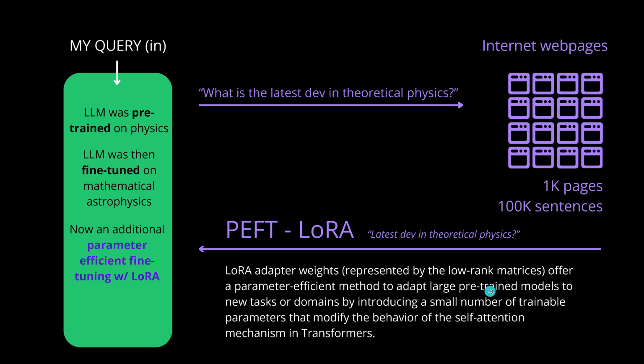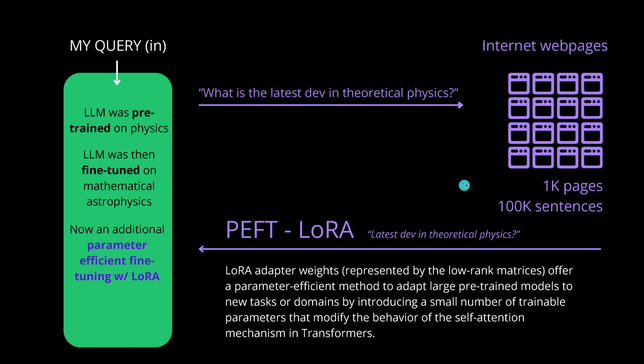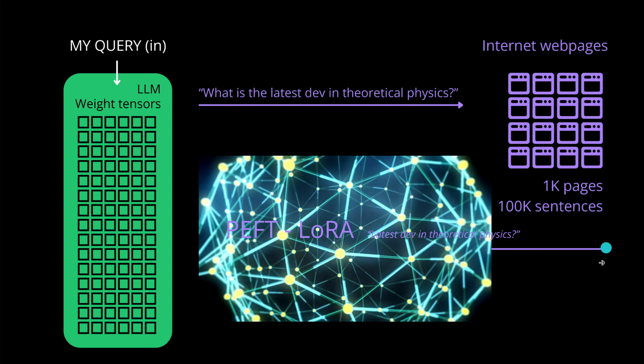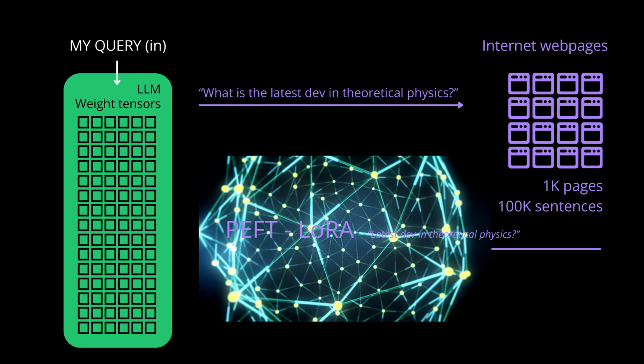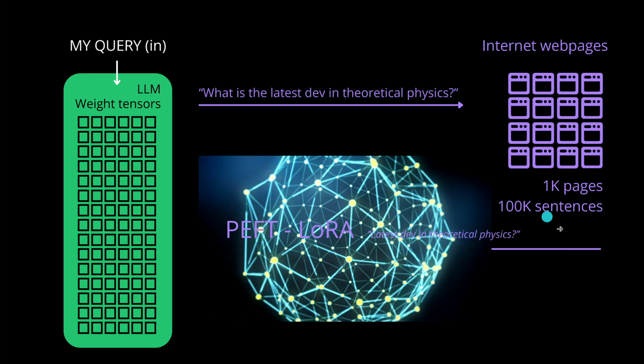So we introduce a small number of trainable parameters, those are tensors, of course, that modify the behavior of the self-attention mechanism in the transformers. And now I noticed that there is maybe a problem in the understanding of how this works. So I try a very easy visualization. This is our LLM and it has billions of weight tensors in its neural network structure that is now trained. And a lot of people think that the PEFT LoRA, this additional injected adapter tuning, is now happening in addition, but outside here. That there is no real connection between those two, and this is wrong. This is the wrong picture.